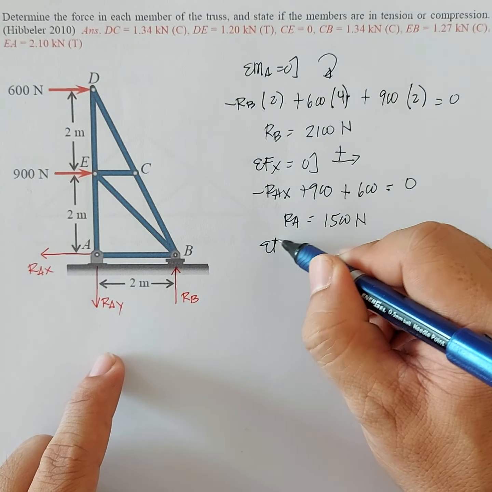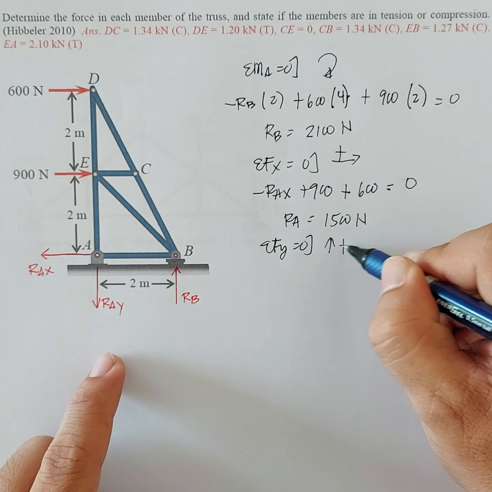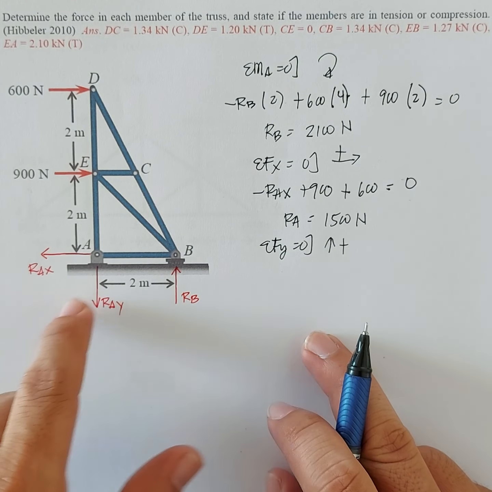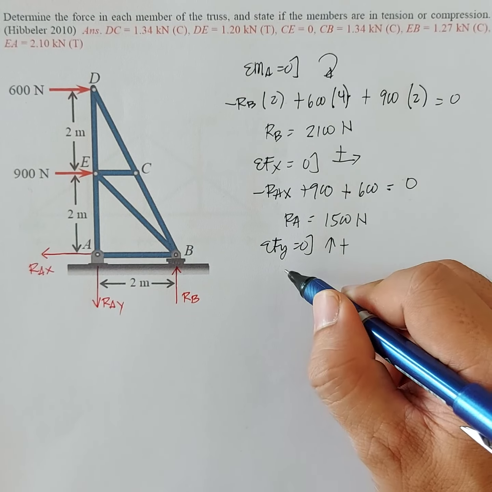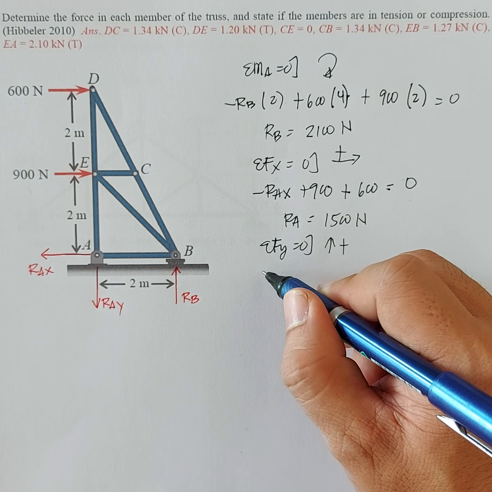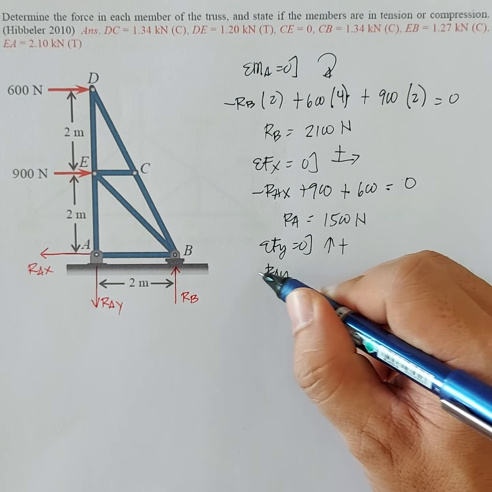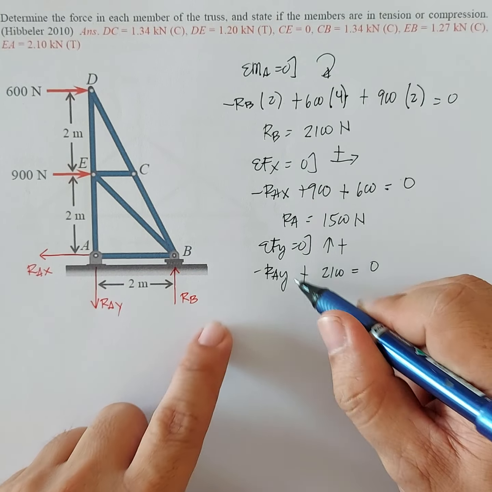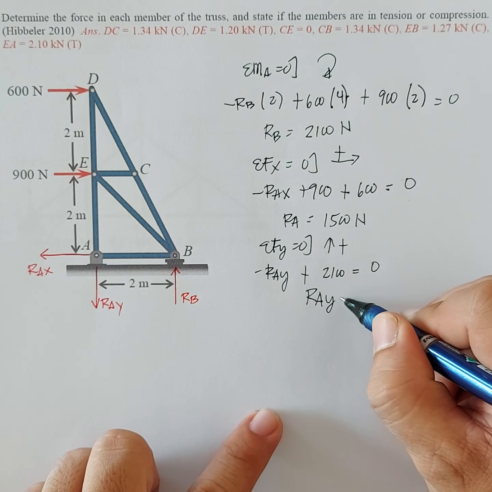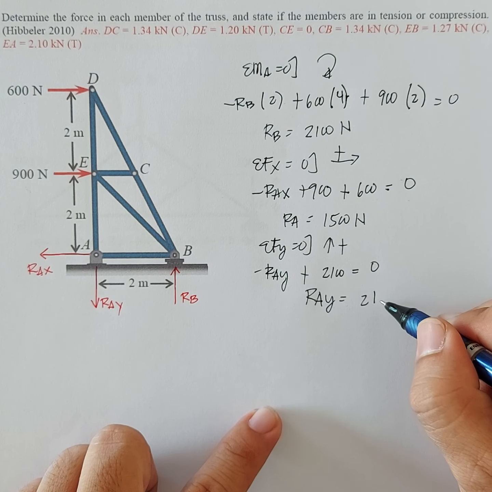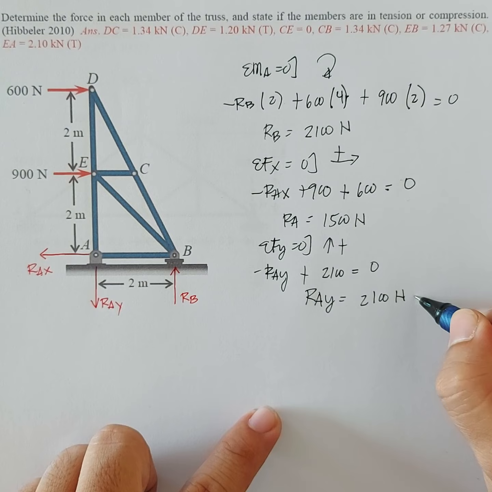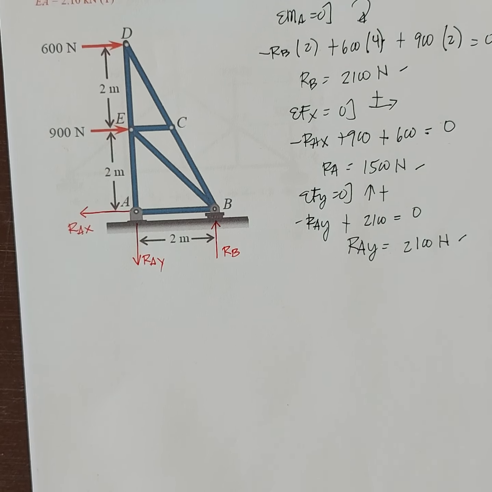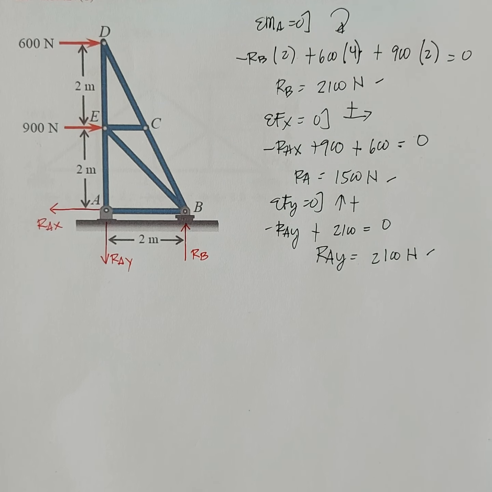And summation of forces along the vertical direction or vertical axis is equal to 0. Upward forces, positive. So lahat ng vertical forces, dalawa lang naman. We have RB and RAY. So RB is up, RAY is downwards. Assumption natin, of course. RAY minus, dapat yan, negative, plus RB, which is 2,100, equals 0. So again, tama yung assumption natin ng RAY. So RAY is also equal to 2,100 newtons. Ayan. So tapos na tayo dun sa reactions. Next. What's next?